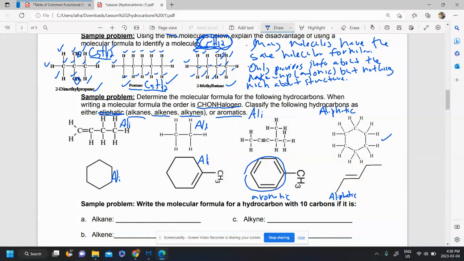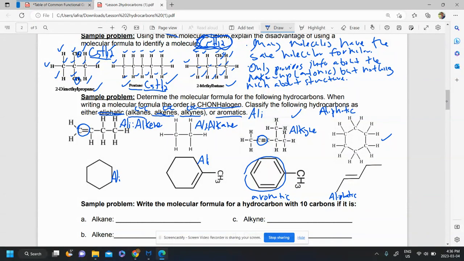So now I'm going to go and try to classify the aliphatic ones as either alkanes, alkenes, or alkynes. So remember the alkenes have a CC double bond, and the alkynes have a CC triple bond. And the alkanes only CC single bonds. So here I have a double bond, so that means I'm dealing with an alkene. Here I have only single bonds, so alkane. Here I have a triple bond, so alkyne.